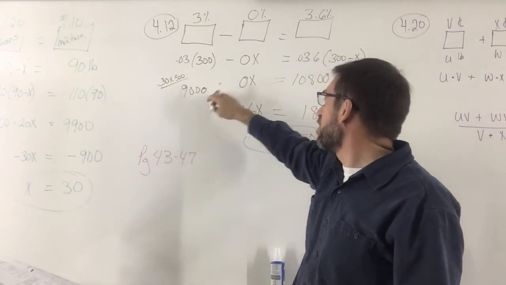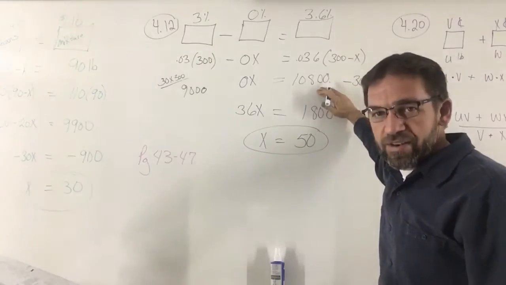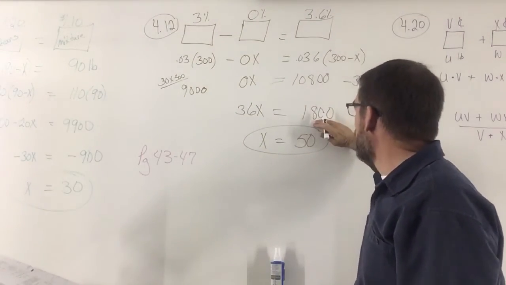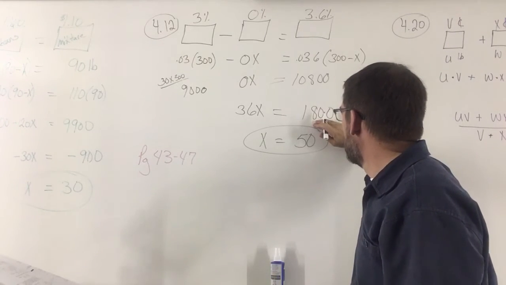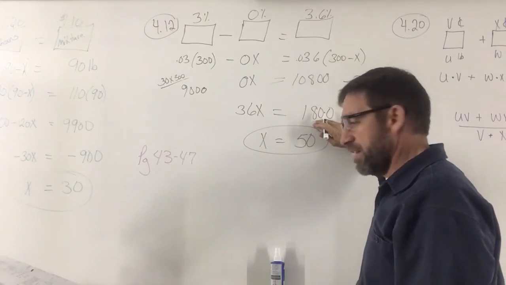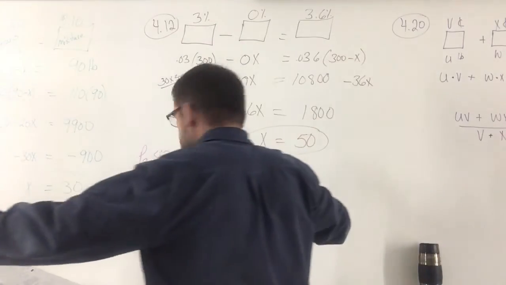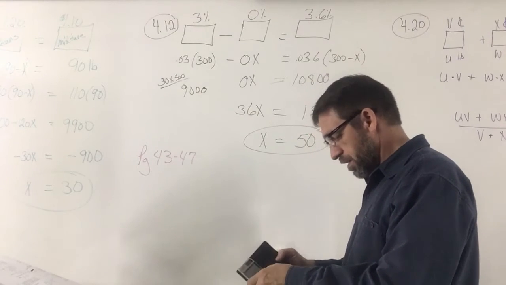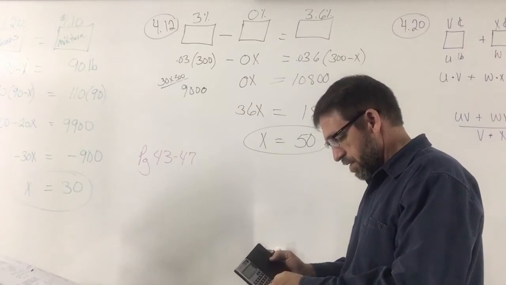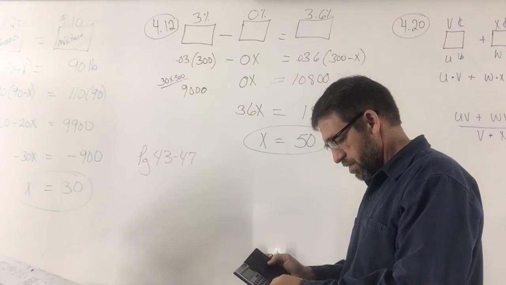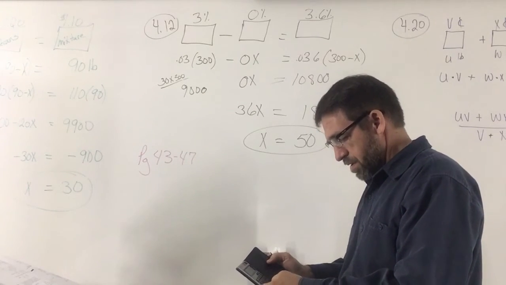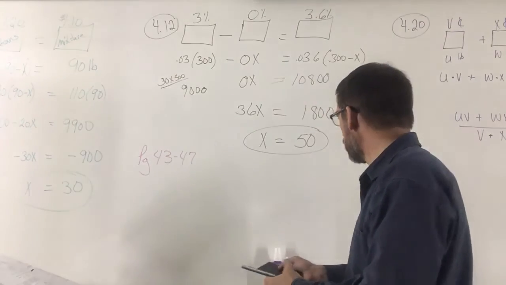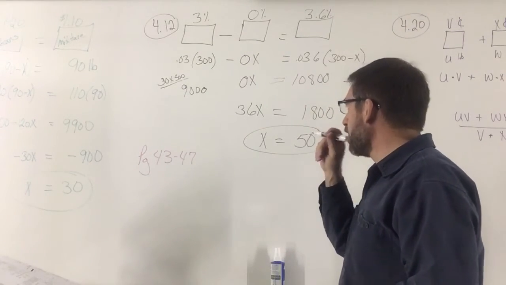I took the 9,000 over to this side and subtracted 9,000 from 10,800, and that left me with 1,800. And then I divided 36 into 1,800. And make sure I did that right. 1,800 divided by 36 equals 50. That's right. That's the way the book shows it.